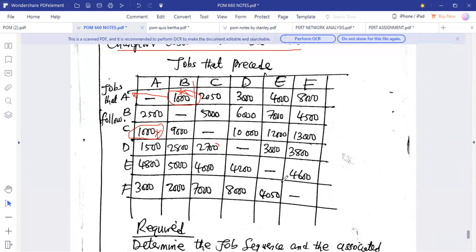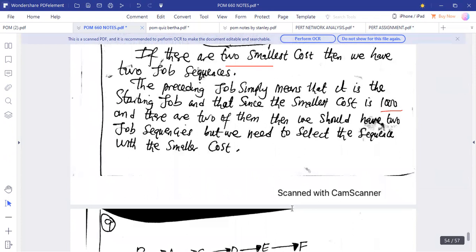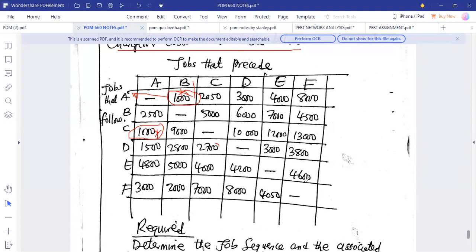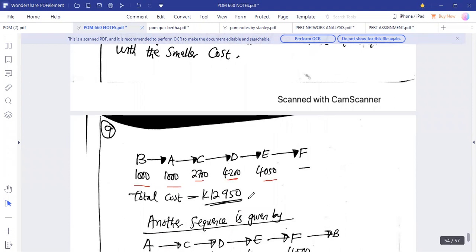We go to F, which is 4,015. Now in F, the smallest possible cost is 3,800, but D is taken. Getting down to 4,500, B is taken. Getting down to 4,600, E is taken. Getting down to 8,000, A is taken. So there's a dash here for F, and the total cost is 12,950.